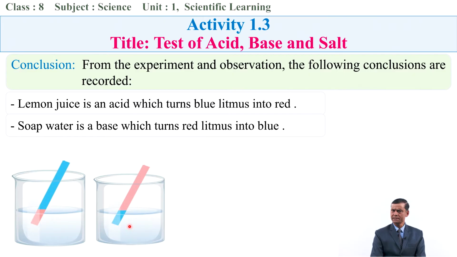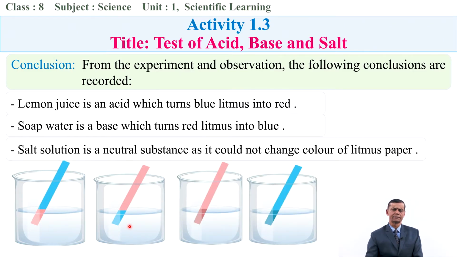Similarly, we have tested with the salt solution also. Then what conclusion have we drawn? Yes, look at it. Salt solution is a neutral substance, because it could not change the color of litmus paper. Remember, red litmus paper remained with no change in color. Similarly, blue litmus paper also remained with no change in color. Yes, by this we could conclude that lemon has acid, soap has base, and salt is a neutral substance, isn't it?